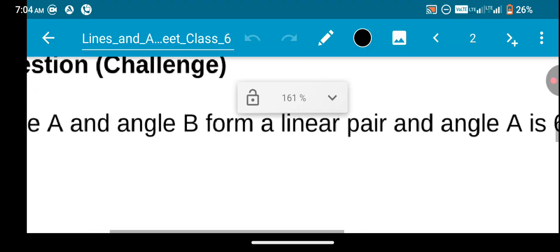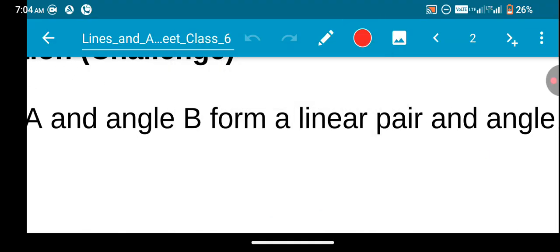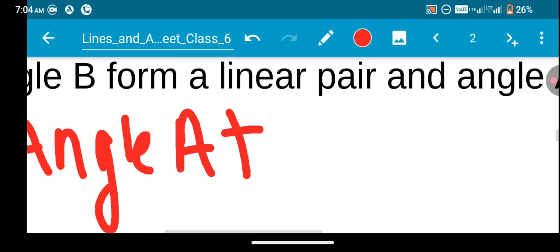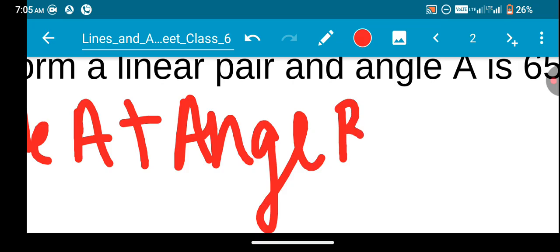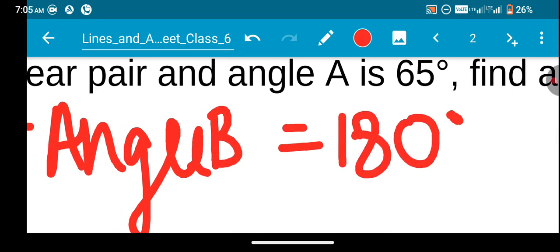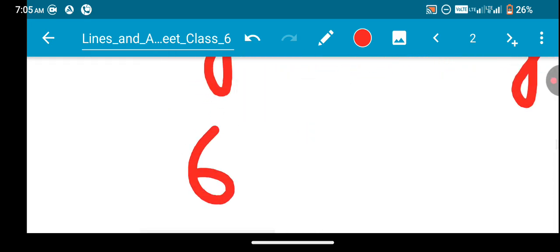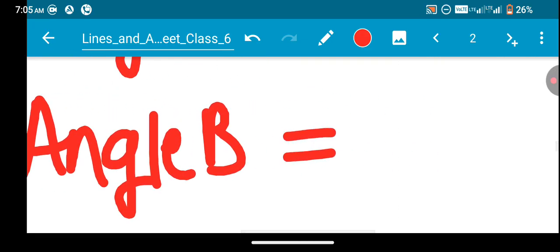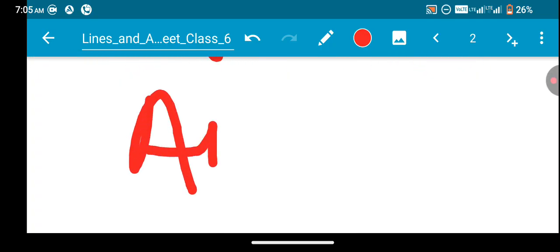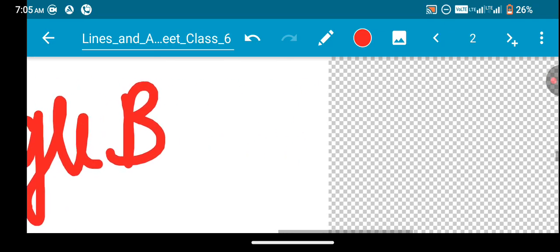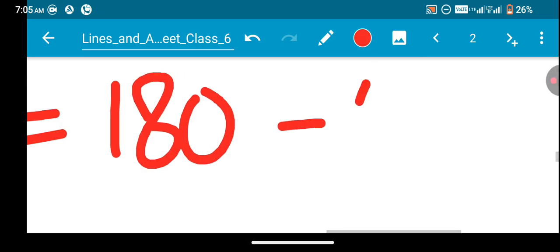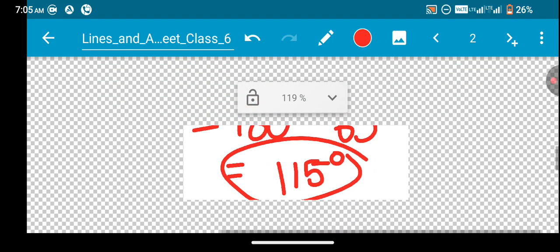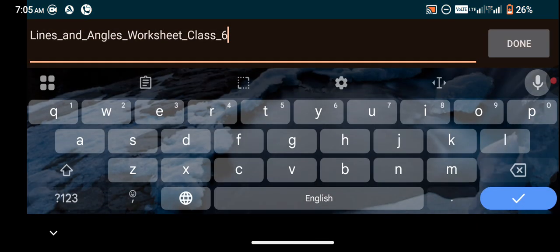After that there is a homework. One question I am telling you, this is a challenge question for class 6th. Linear pair is there, and an angle is given. Angle A plus angle B, if there is a linear pair, then its sum will be 180 degree. Angle A is given, 65 degree. You have to find angle B. Angle B will be, we will transpose, okay? For class 6, this is new. 180 minus 65, 115 degrees is the answer. For class 6, this is new. That's why I told you this.